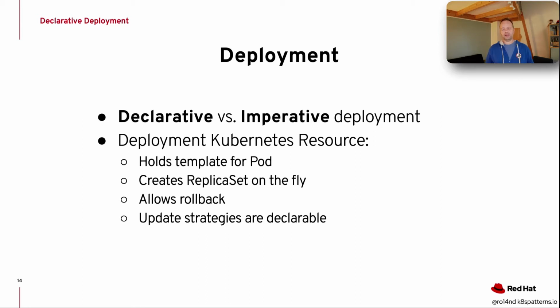The Deployment Kubernetes resource holds the template for pods so that a deployment can create new pods for you. It creates replica sets on the fly, so it's a manager for your replica sets. We will see this in a second. It also allows for rollbacks to an older version if you do an update, and several update strategies are declared within your deployment descriptor.